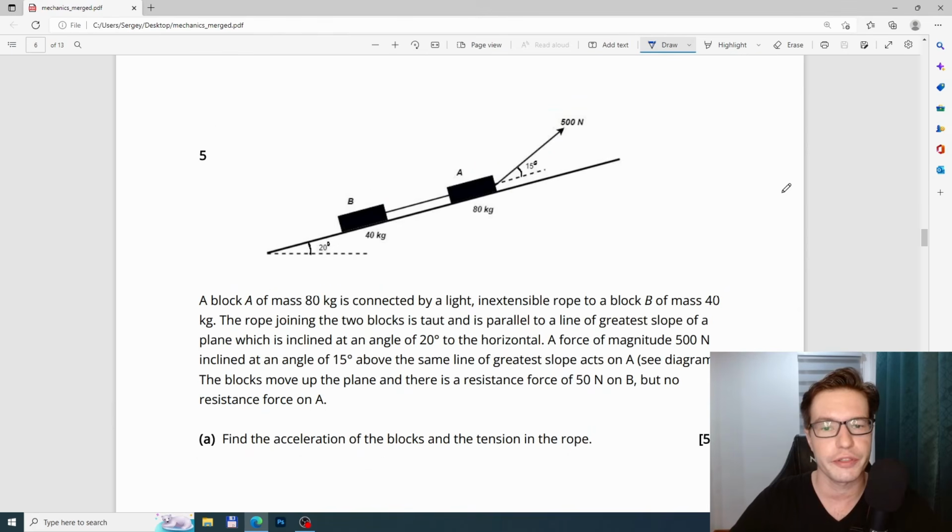Okay, next question is about tension in strings. So first let's draw all the forces. There's no force of friction acting on A, it acts only on B. Now the weight of the block A is 800 newtons. The weight of block B is 400 newtons. Let's also draw x and y axes.